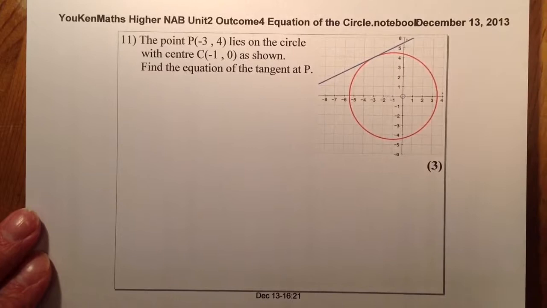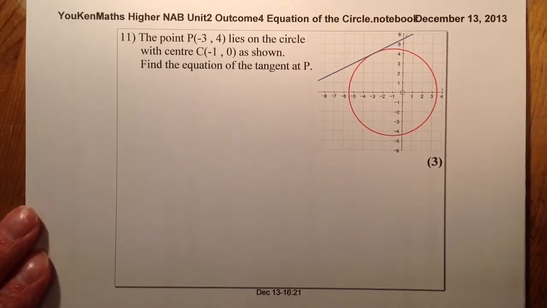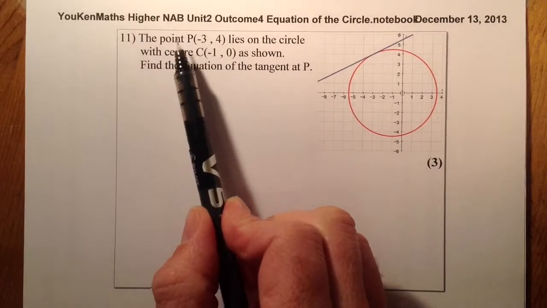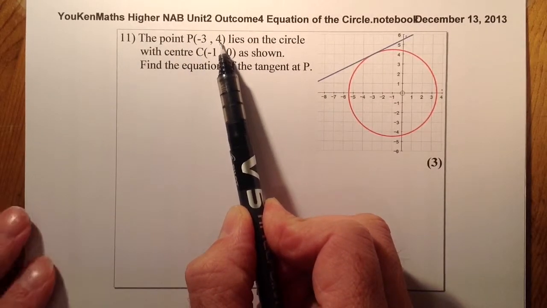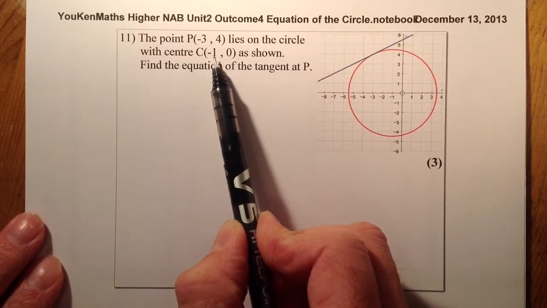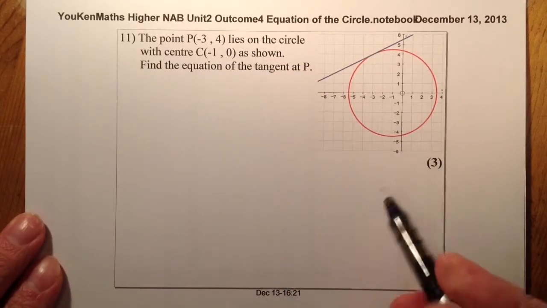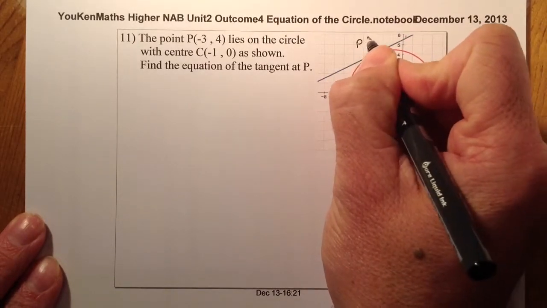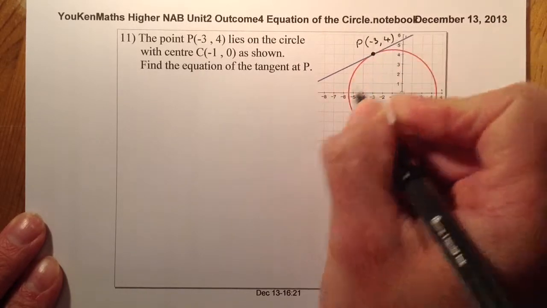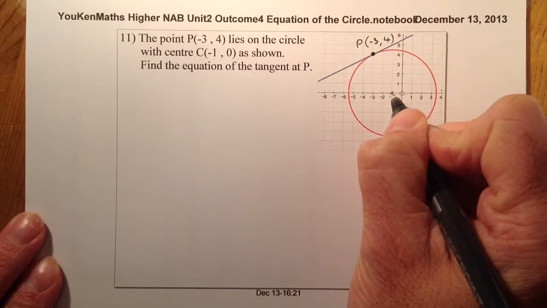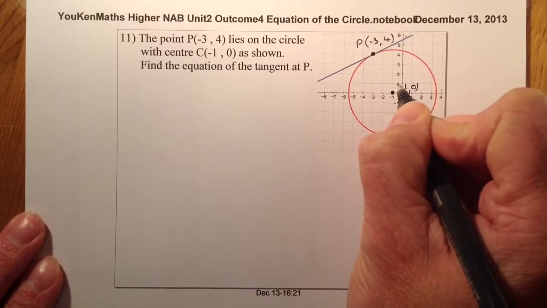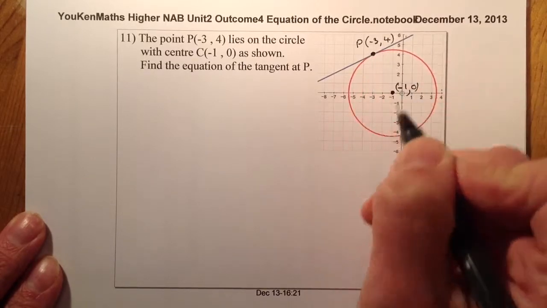Let's go on to question 11. And this is the final question in this section of the NAB. Right, so what we have here is the point P (-3, 4) lies on the circle with centre (-1, 0) as shown in this diagram here. So the point that I'm looking at is this one here. That's going to be P, and that's (-3, 4). And the centre of the circle is right here, and that's (-1, 0). So that's the centre.